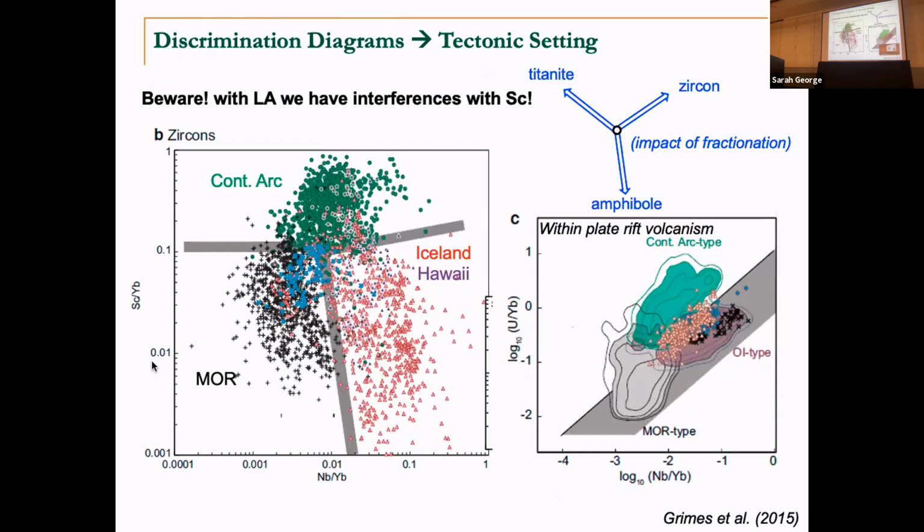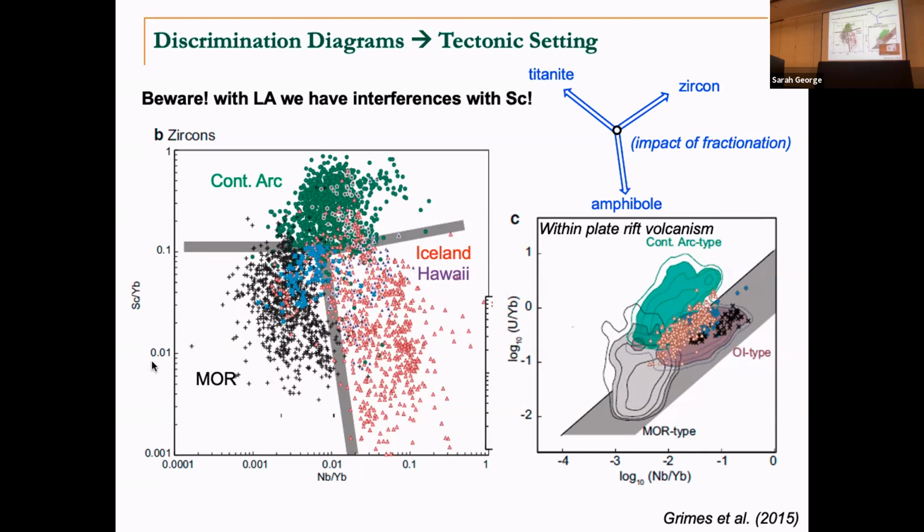We can also do discrimination diagrams for tectonic setting. I have a note up here: beware, with laser ablation, we have interferences with scandium. I keep getting emails saying, my trace element data looks great, I love this scandium discriminator. We do record scandium in our lab, but that's not going to be a great discriminator for you because there's an interference there as well. But there are lots of other possibilities here.